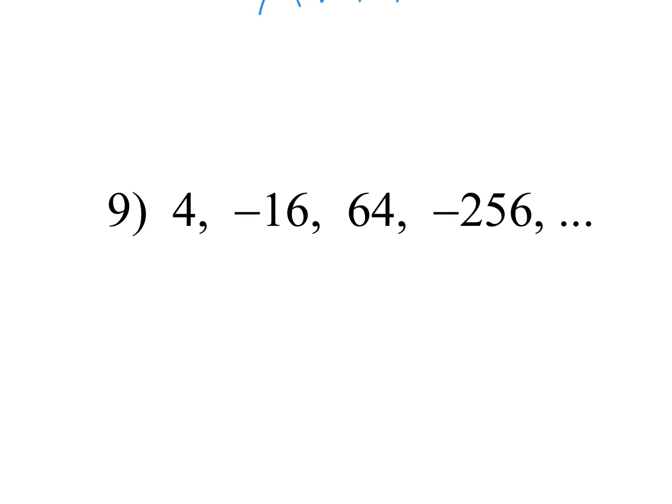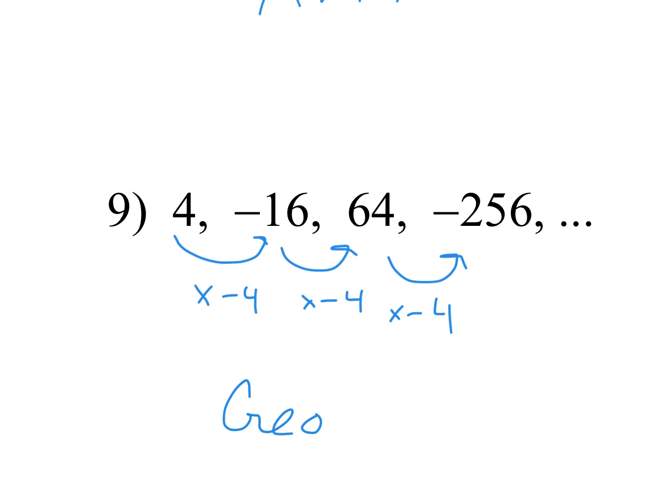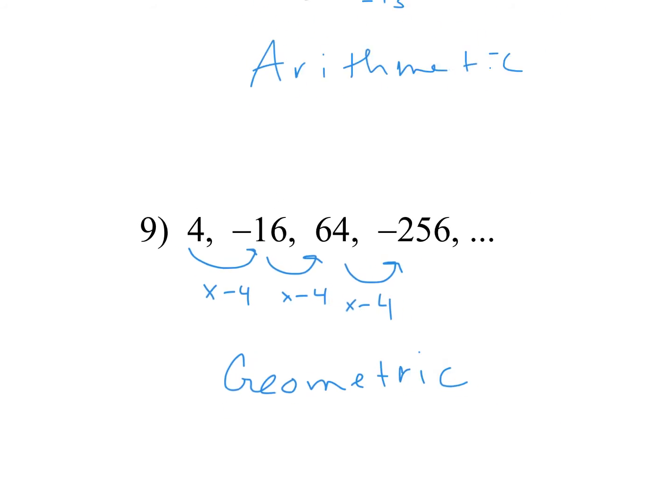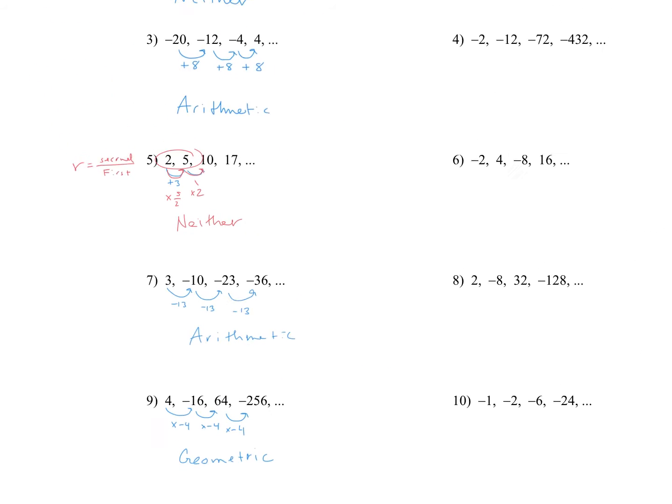And number 9. What are we doing to get from 4 to negative 16? We're multiplying by negative 4. Are we multiplying by negative 4 to get from negative 16 to 64? Yep. And again here, negative 4. Yep. So what is this? Geometric. Any questions on these?